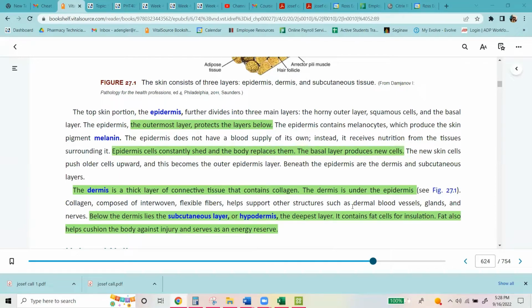Beneath the epidermis are the dermis and the subcutaneous layers. The dermis is a thick layer of connective tissue that contains collagen. The dermis is under the epidermis. Below the dermis lies the subcutaneous layer, or hypodermis, the deepest layer. It contains fat cells for insulation, and fat also helps cushion the body against injury and serves as an energy reserve.